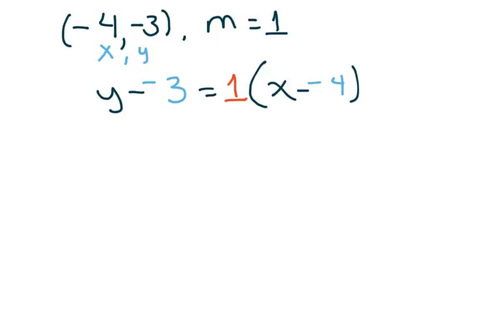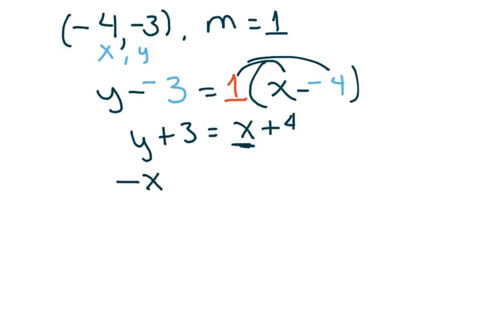Clean this up. 2 negatives make a positive, and basically 1 times that is just that. So it's going to be plus 4. Remember, you're just multiplying by 1 to get the same thing. I'm going to move my x over. Since it's positive here, it's going to be negative when I move it over. I'm subtracting 3 from the constants here, and I get 1.